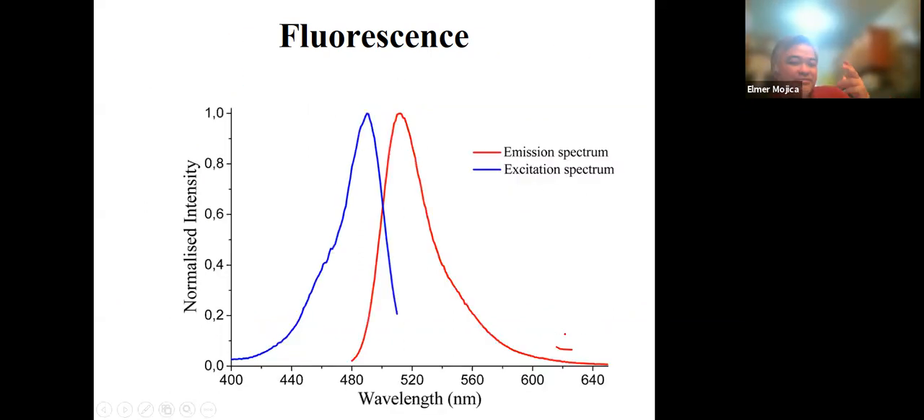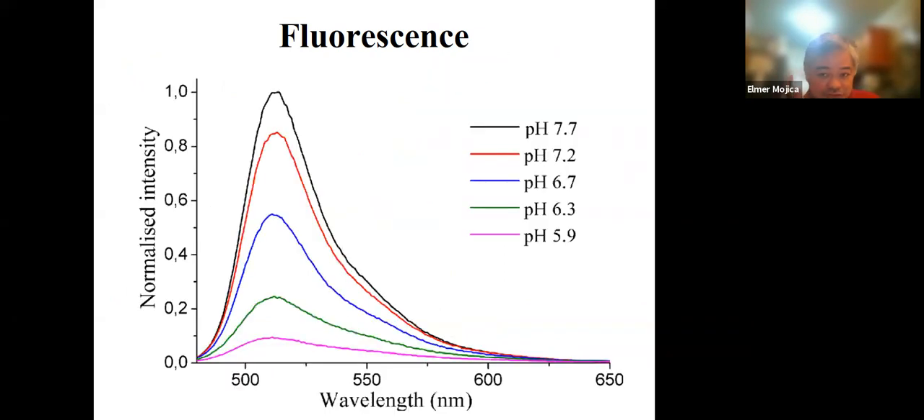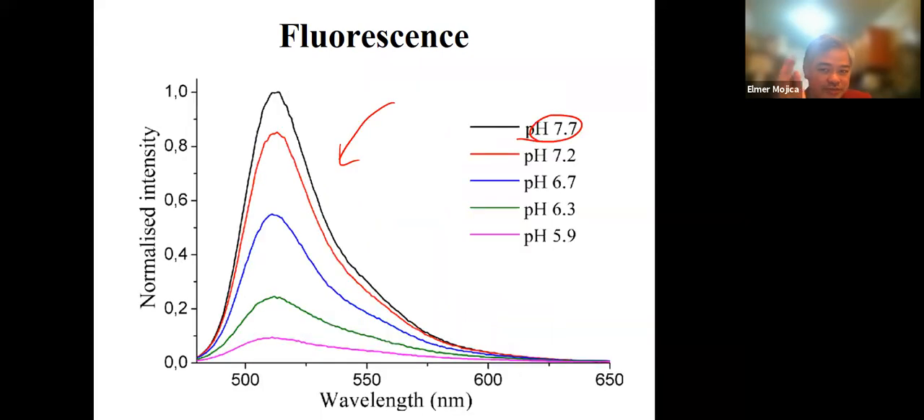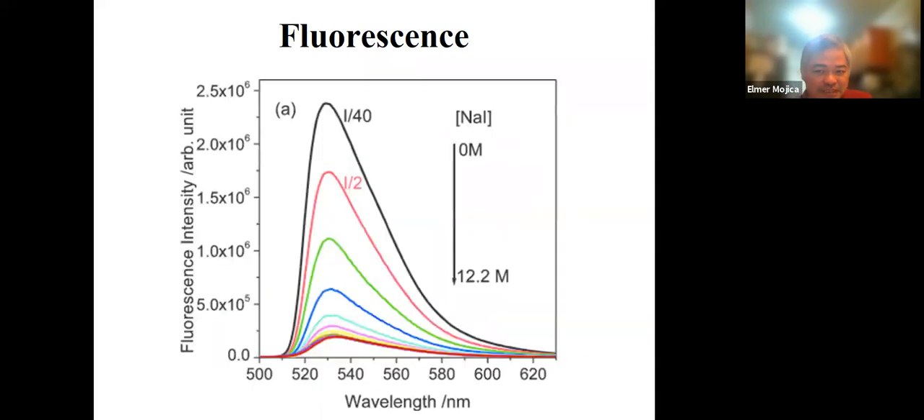And if you're going to look at the emission and excitation spectra of this, this is what you have. And this is what? A mirror image. Okay? And just to show you proof that indeed the basic pH has the higher fluorescence, look at the intensity. So yung higher pH, mas mataas yung intensity niya. And if you're going to put salt on it, look what happened.